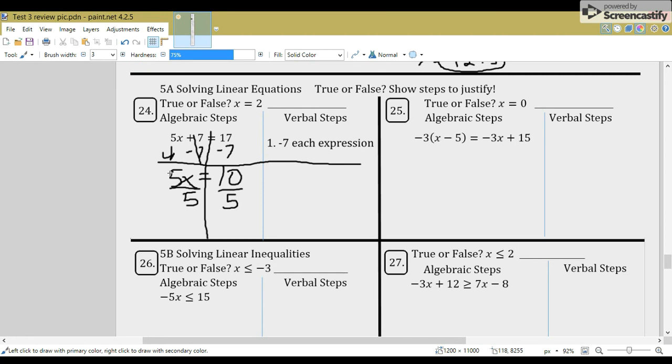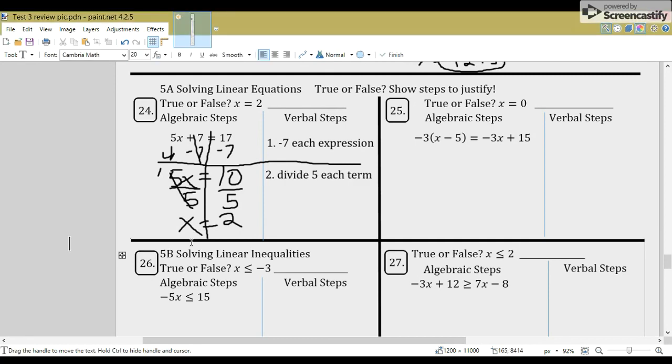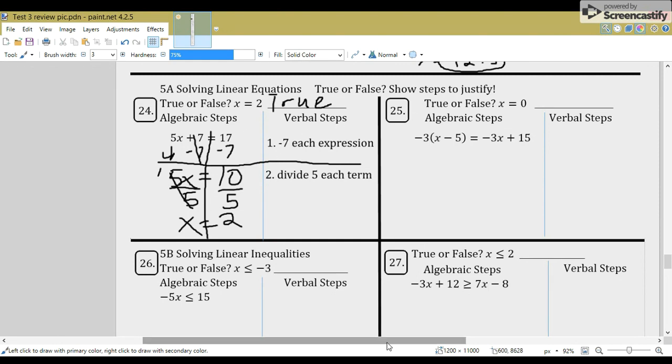5x divided by 5 is 1x. 10 divided by 5 is 2. So x equals 2. So x does equal 2. That is true. And here's your justification: algebraic steps and verbal steps. Okay, let's look at number 25.